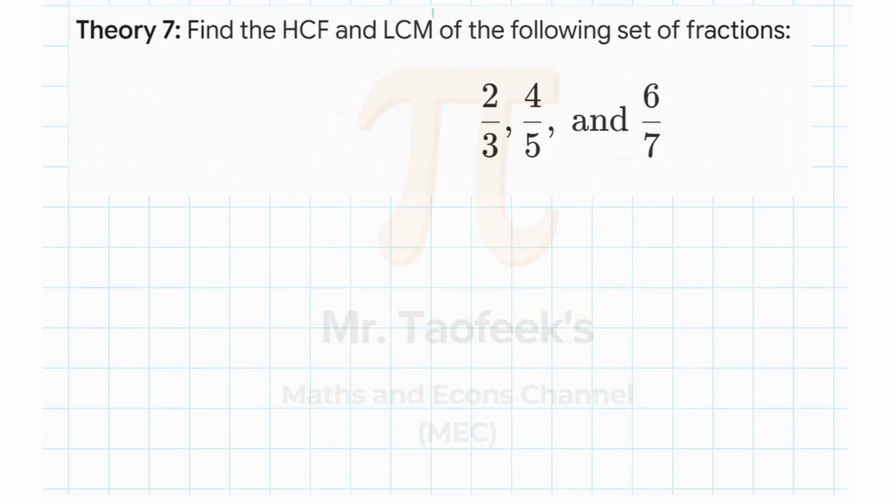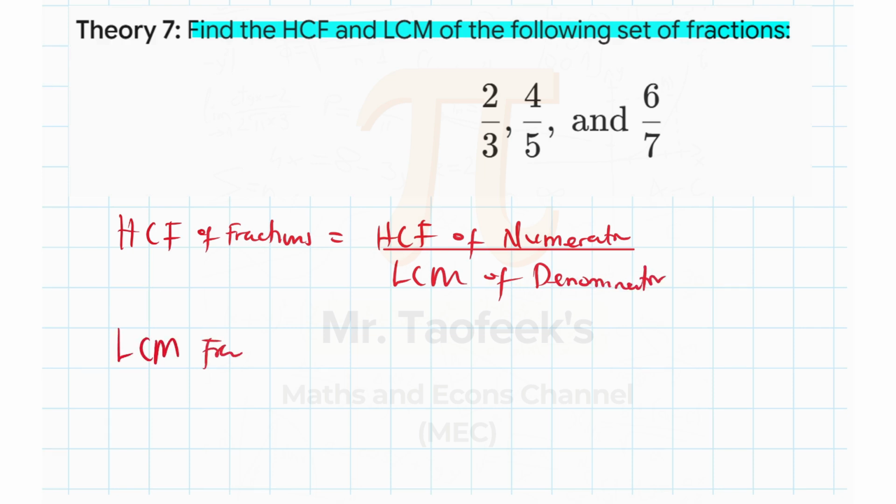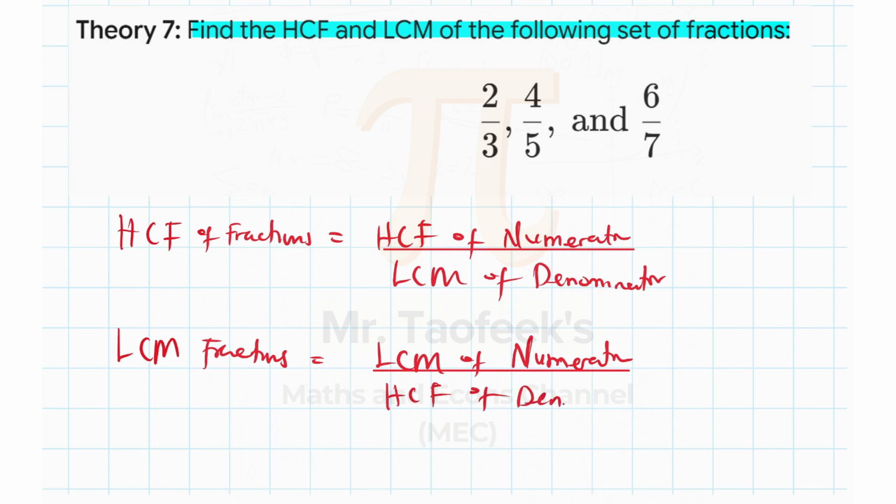This question says find the HCF and the LCM of the following set of fractions. Okay, so for this one, you need to use a particular formula. If I'm looking for the HCF of fractions, the formula is HCF of the numerators divided by the LCM of the denominators. And if you're looking for the LCM of fractions, you're going to do the LCM of the numerators divided by the HCF of the denominators.